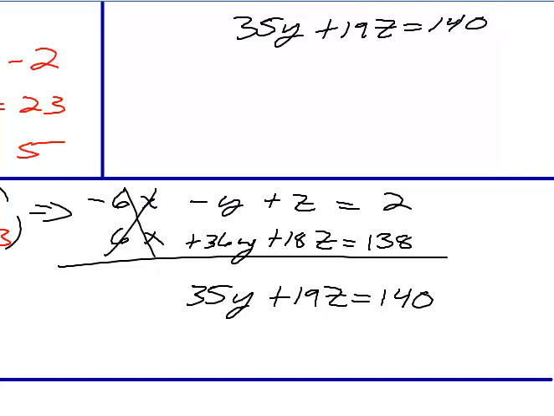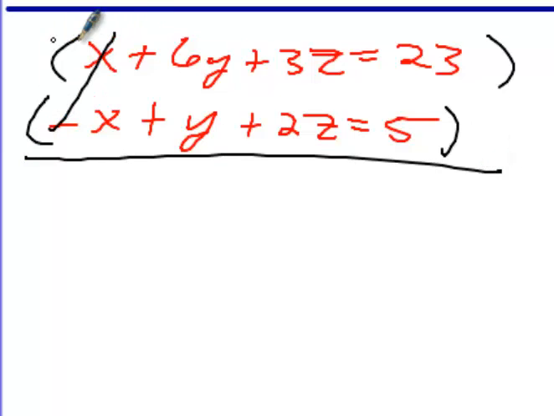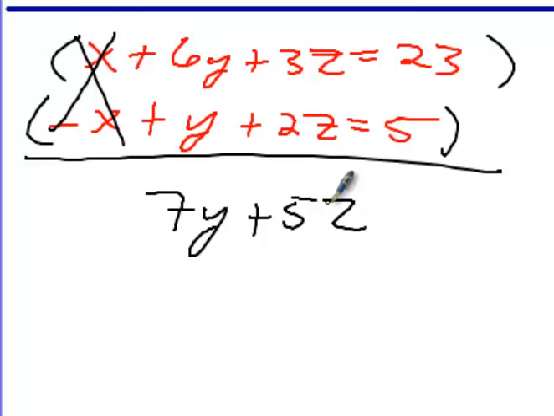So there's 1 done. If I removed x from there, I'll remove x from here. And again, do I have to really multiply here? If I'm trying to remove x? No, they're already same coefficient, opposite signs. So I'm just going to add, so that's gone. I get 7y plus 5z equals 28.